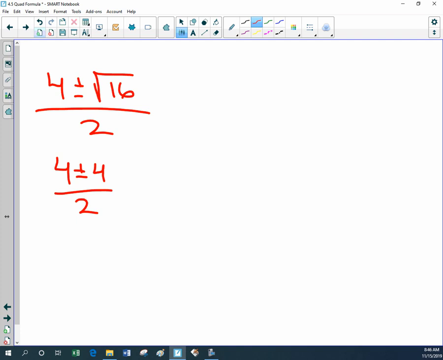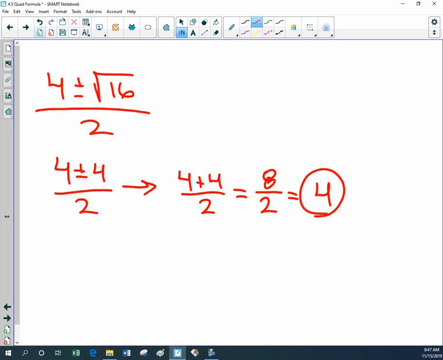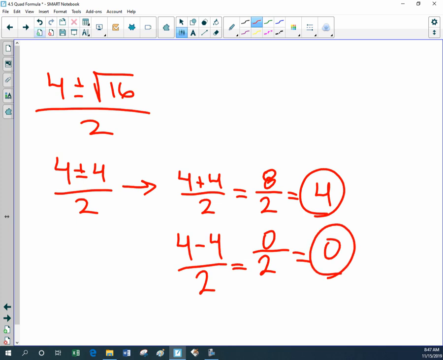So this would be 4 plus 4 divided by 2. 4 plus 4 is 8. 8 divided by 2 is 4. Okay, so there's one answer. Then we have 4 minus 4 divided by 2. 4 minus 4 is 0. 0 divided by 2 is 0. Okay, so that's how that problem would simplify.